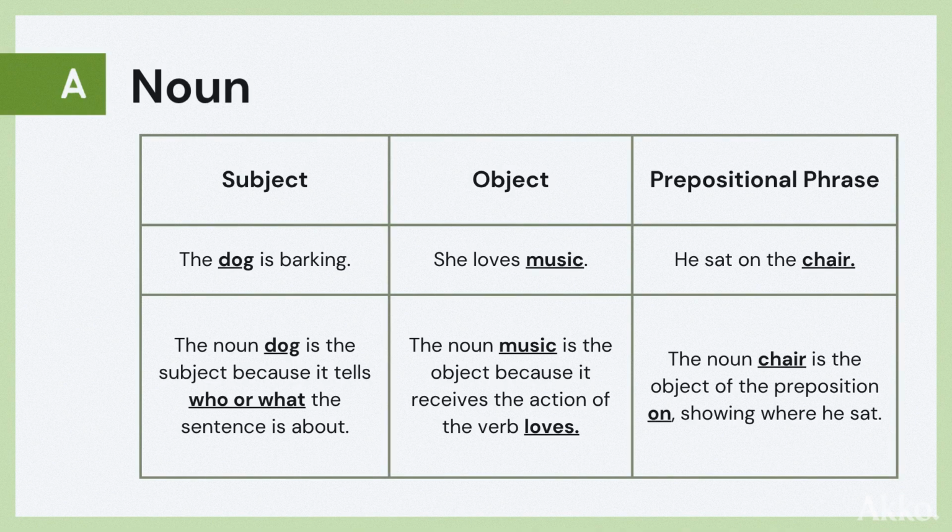Third example, he sat on the chair. The noun chair is the object of the preposition on, showing where he, the subject, sat. He sat on the chair.